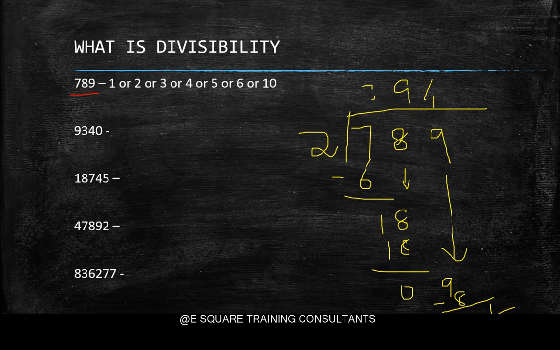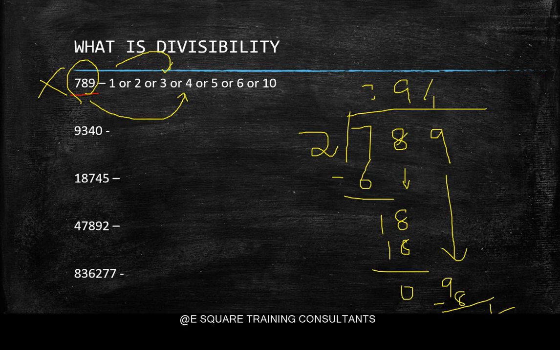Now since I get 1 as my remainder, I would say that 789 is not divisible by 2. So when do I say a number is divisible by 2? When the remainder is 0, then I would say the number is divisible by 2. Same way, if I divide 789 by 3 and I get remainder as 0, I would say 789 is divisible by 3. When I divide 789 by 4 and I get 0 as my remainder, I would say that 789 is divisible by 4. Same is the case for 5, 6 or any other number for that matter.